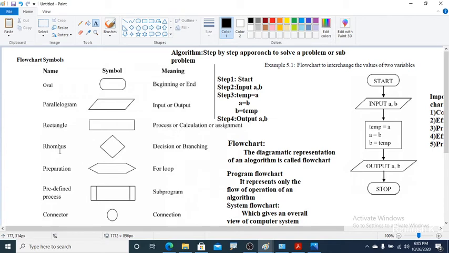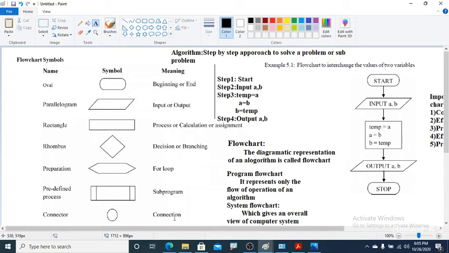Rectangle. Rhombus I have not used in this. Normally rhombus is for decision making, if-then-else logic. We are working with this symbol. Then the preparation symbol is for the looping constructs. We have the for loop, while loop, do-while loop. For those looping constructs I am using this symbol. We also have subprograms, user-defined functions and predefined functions. For the functions I am considering this symbol. As of now I am not using this symbol.